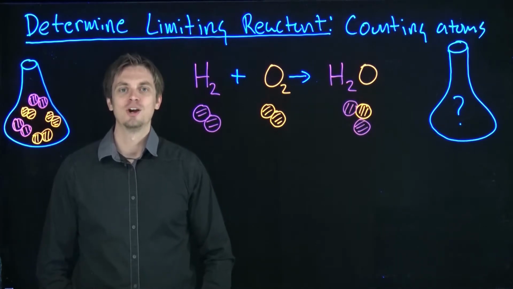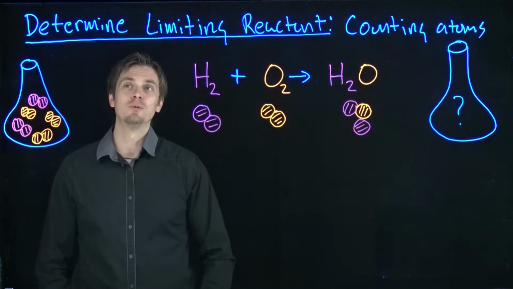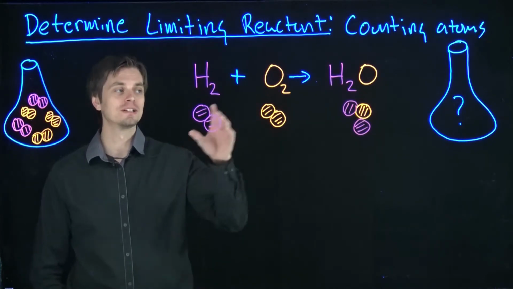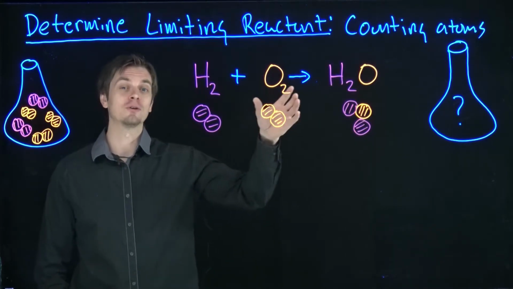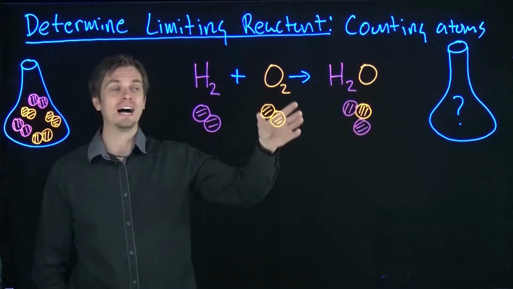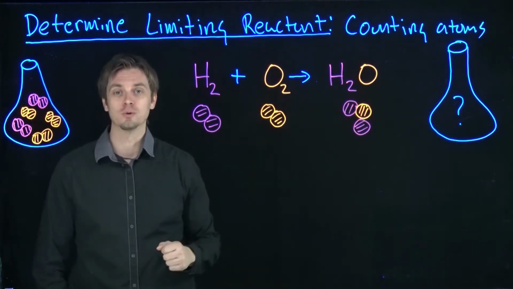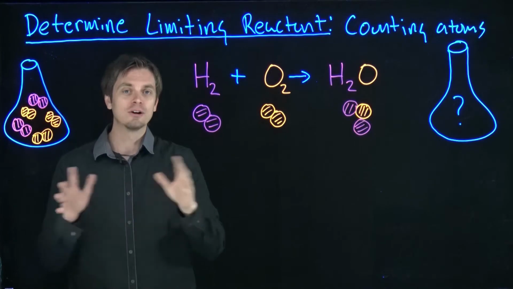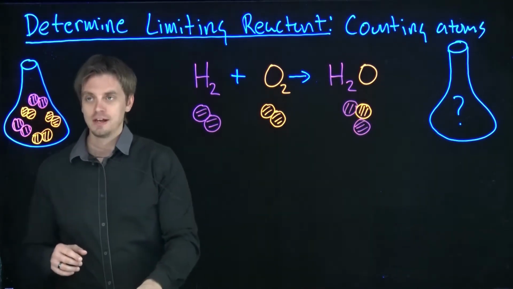Welcome back, guys. In our second video today, we are going to talk about how we can determine the limiting reactant and therefore the amount of product we are going to produce by counting individual atoms and molecules. So let's first carry this out without doing any sort of math.